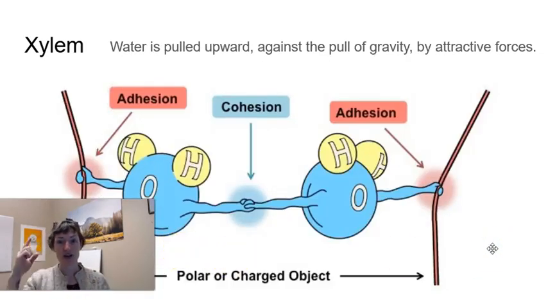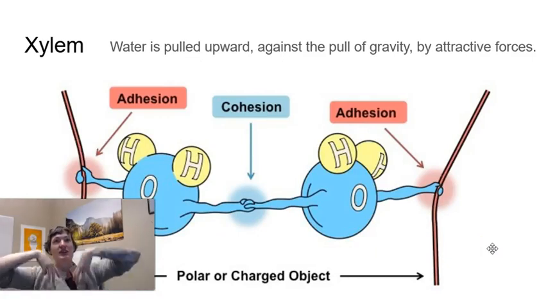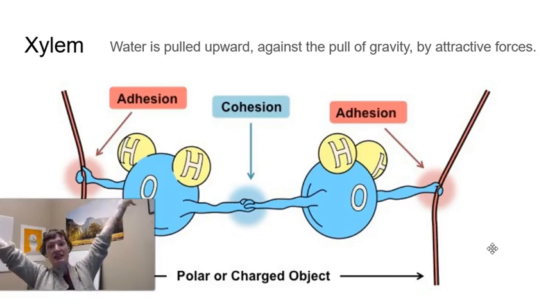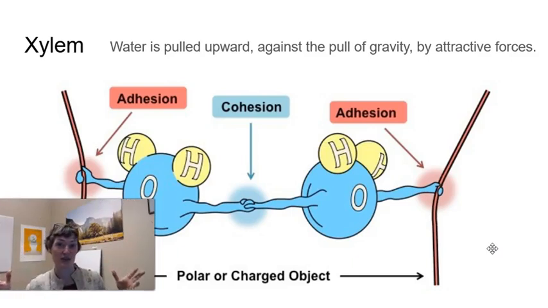So now water needs to move up the plant. Roots are located down in the soil or whatever the substrate is, whatever they're attached to. We need to transport the water up to those photosynthesizing parts that are going to use that water for photosynthesis. How do we get the water there? We're working against gravity. So the water is pulled upward against gravity by attractive forces because water is amazing.